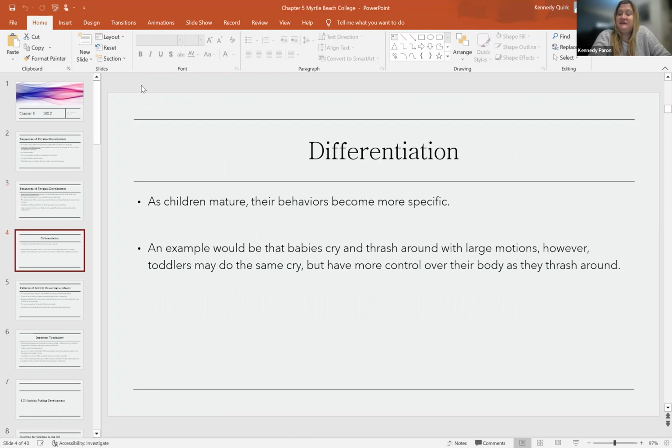So now we're going to talk about differentiation. As the child matures, their behaviors become more specified. An example of this would be babies crying and thrashing around with large motions. However, toddlers may do the same cry. They're less likely to thrash around with as much ferocity, but have more control over their bodies as they thrash around.